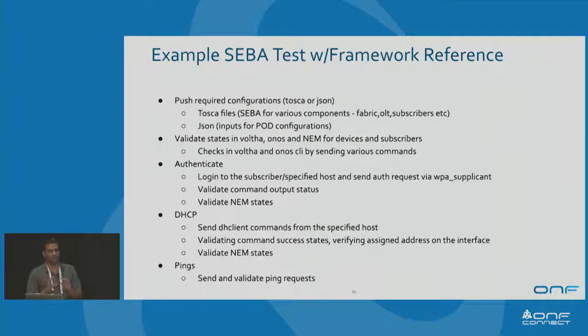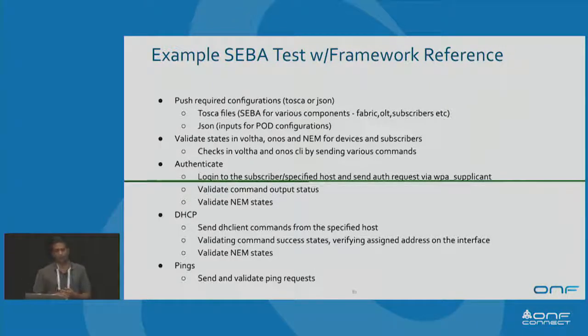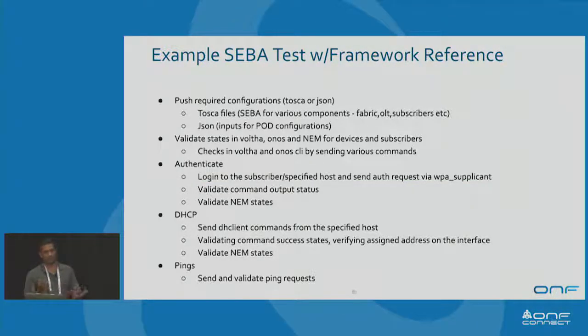So there are functions in there that check the NEM data models and also make sure that the devices are alive in ONOS and the logical device representation is also there in Voltha. Now once that's all done, we get to the authentication step. The test will physically log into the subscriber and send an authentication request via the WPA supplicant command. The test will also validate the output of that command, and then it will validate the NEM states. As you guys see, the NEM states will change once you authenticate a subscriber. It'll say authentication succeeded, so we validate that.